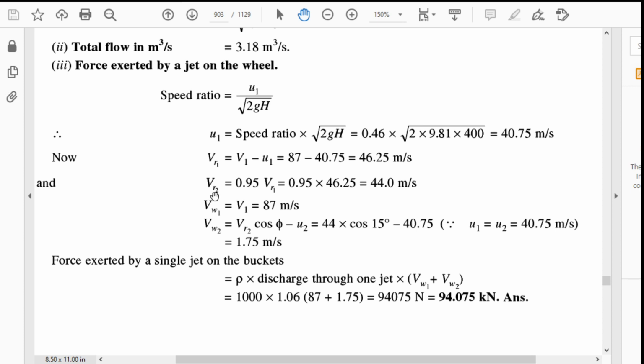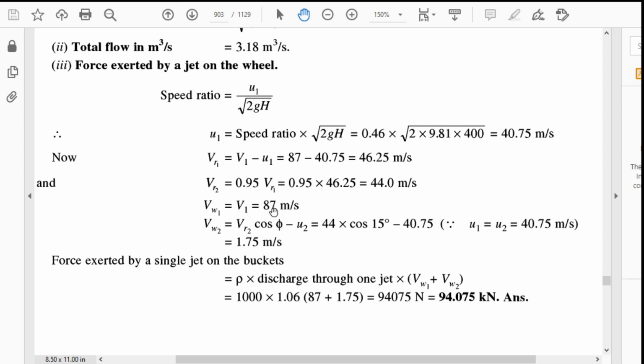But here they have put a condition that VR2 is 0.95 times the VR1. So by using this condition we can get 44 meters per second as VR2. Now if you remember the velocity triangle, in that velocity triangle V1 equals VW1. So the V1 value we have calculated, 87. So VW1 will be 87 meters per second and the VW2 value is 1.75 meters per second.